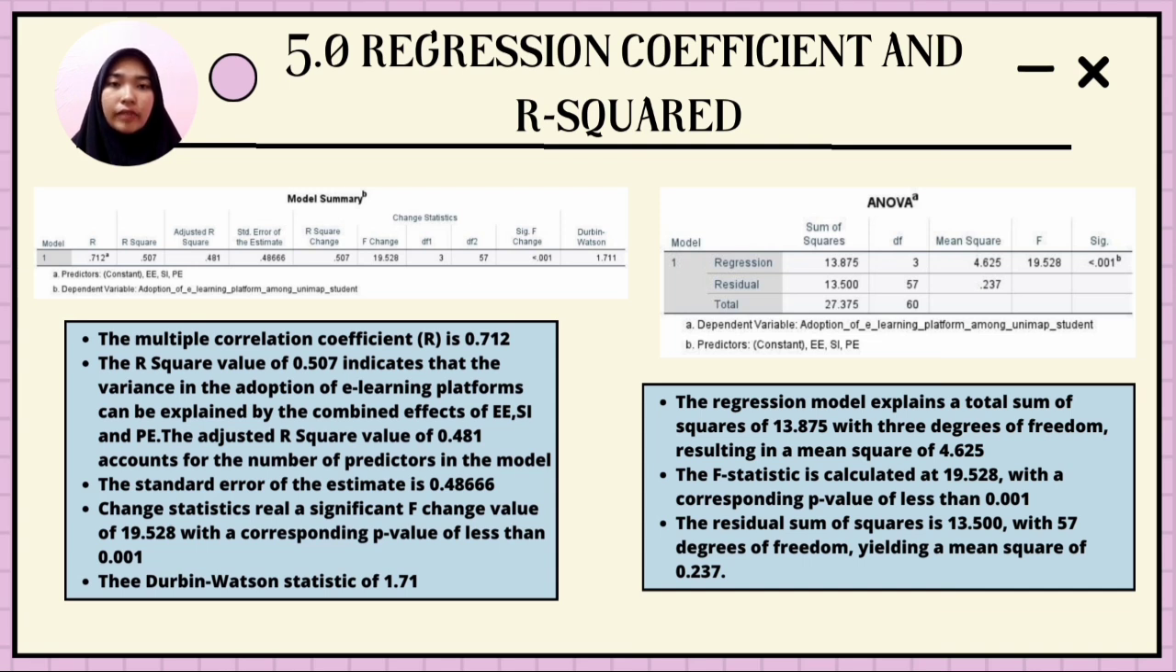Based on ANOVA data, the regression model explained a total sum of squares of 3.875 with 3 degrees of freedom, resulting in a mean square of 4.625. The F statistic is calculated at 19.528 with a corresponding p-value of less than 0.001. The residual sum of squares is 13.500 with 57 degrees of freedom, yielding a mean square of 0.237.